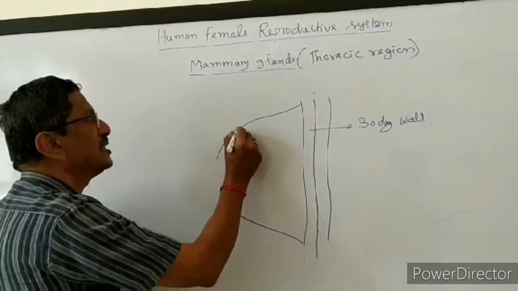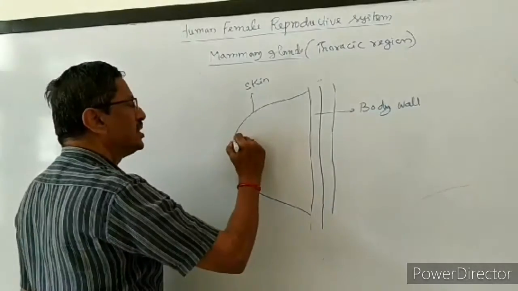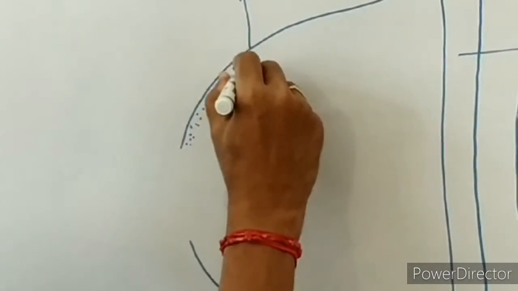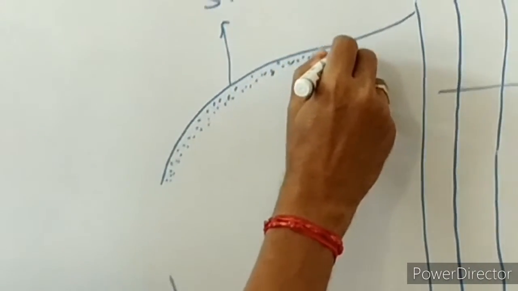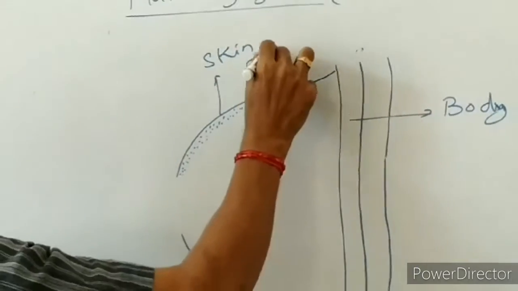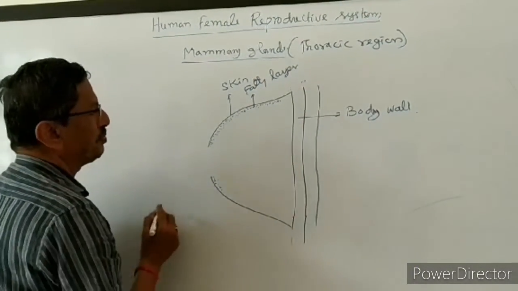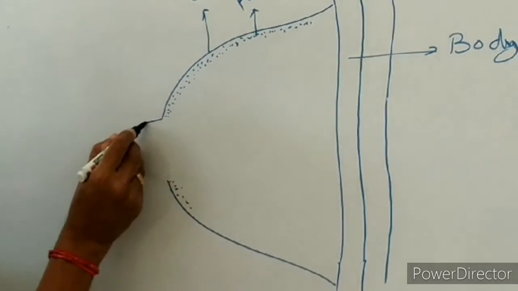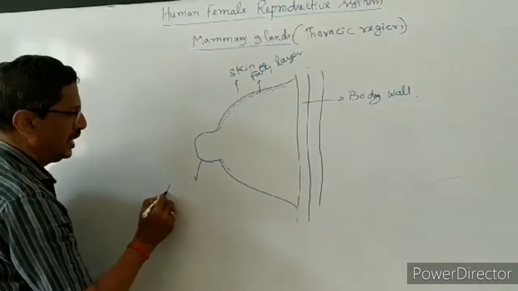Now this is the skin covering. Immediately below the skin there is a thin layer of fat. This is called the fatty layer. So here also we can find the fatty layer. Now at the tip of the mammary gland, there is a small projection. This small projection is called a nipple.